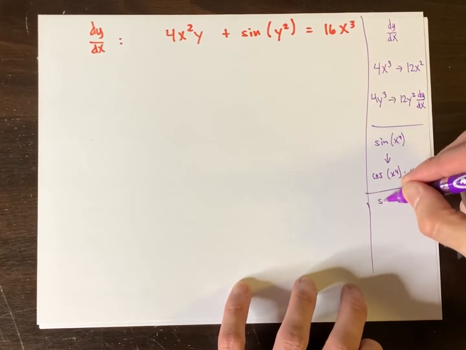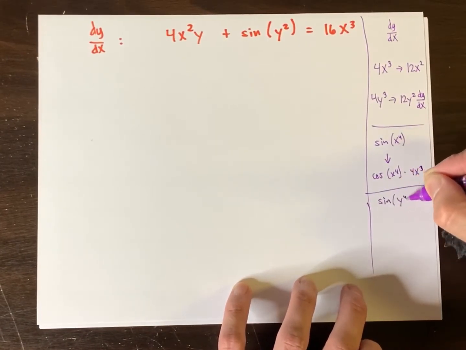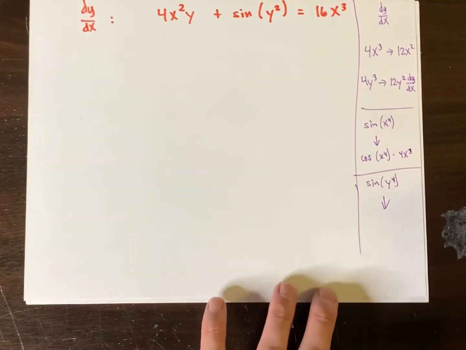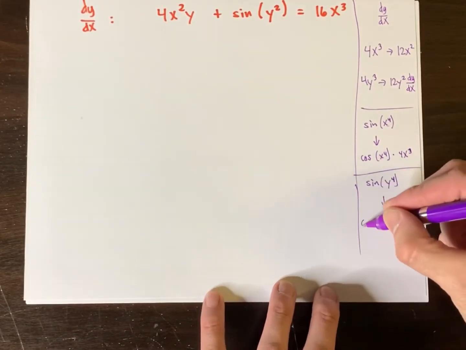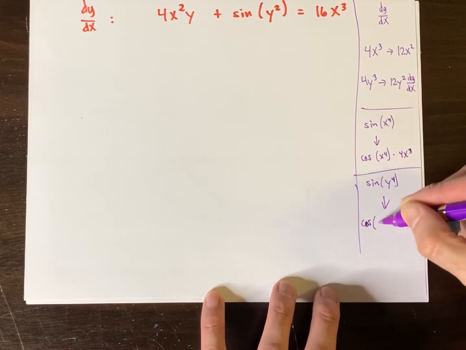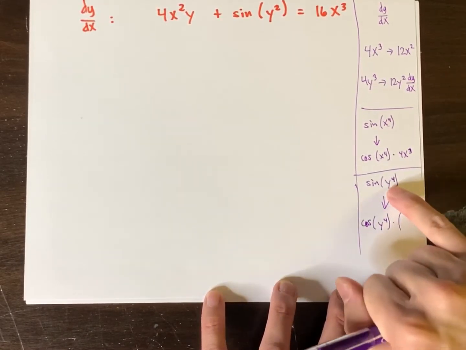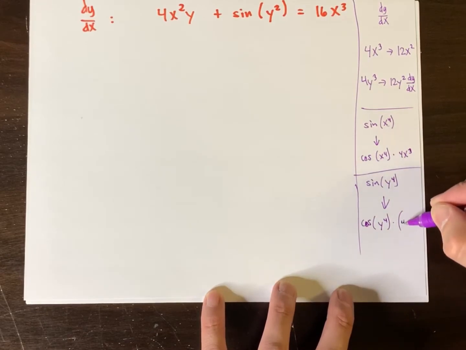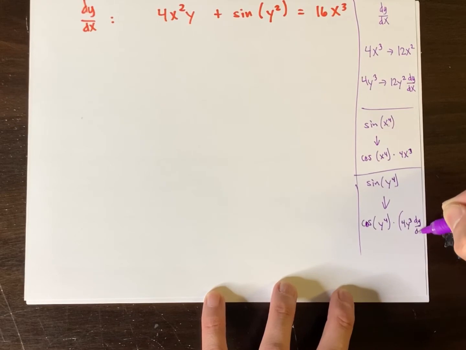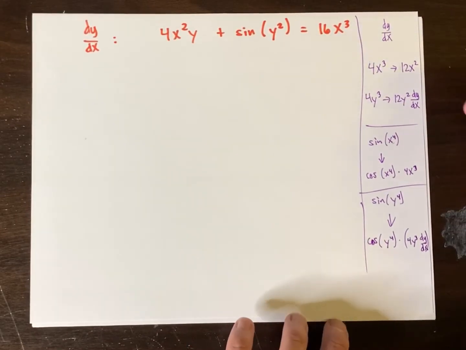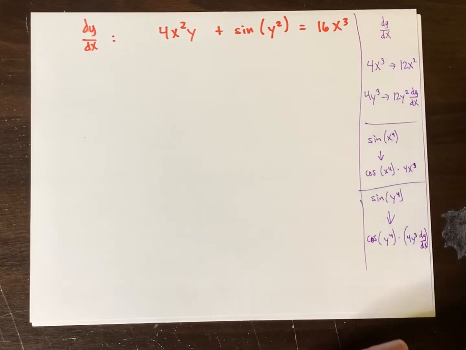One more, and then we'll do the main problem. What if I have sine of y to the fourth? What would be dy/dx of that? Well, the derivative of sine is cosine. Keep the stuff inside the same, but then I multiply by the derivative of the stuff inside, which is 4y cubed, but then I attach dy/dx. So when you're doing dy/dx, if it's just x's, you just do the regular derivative.